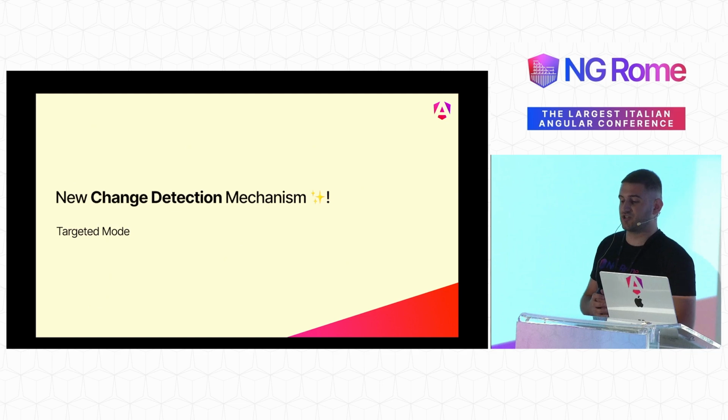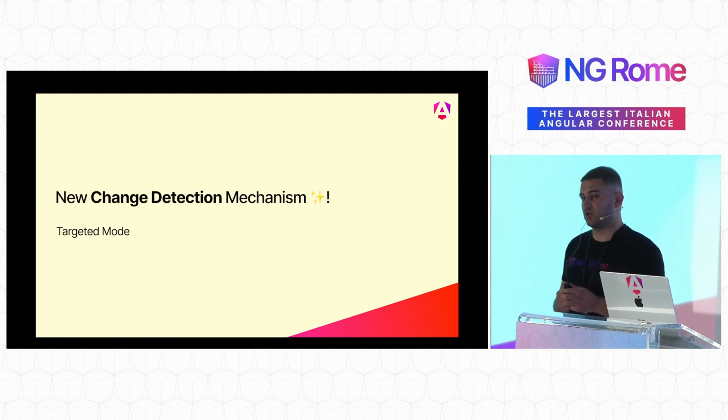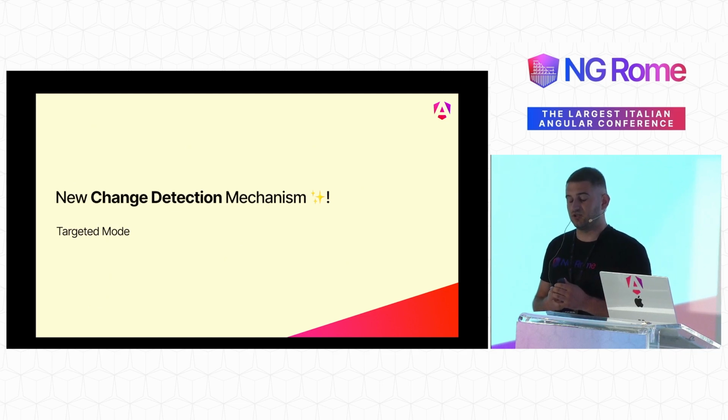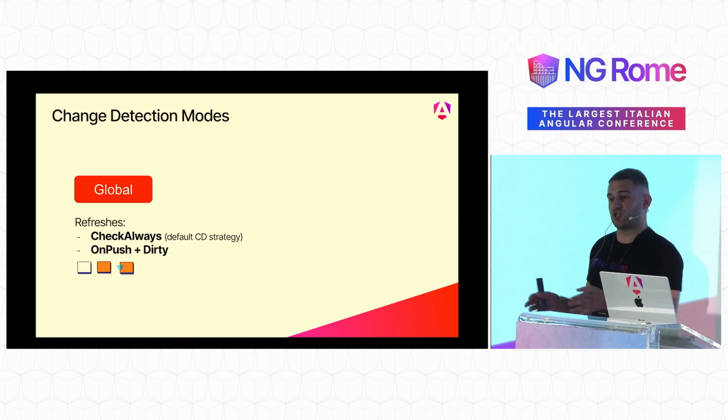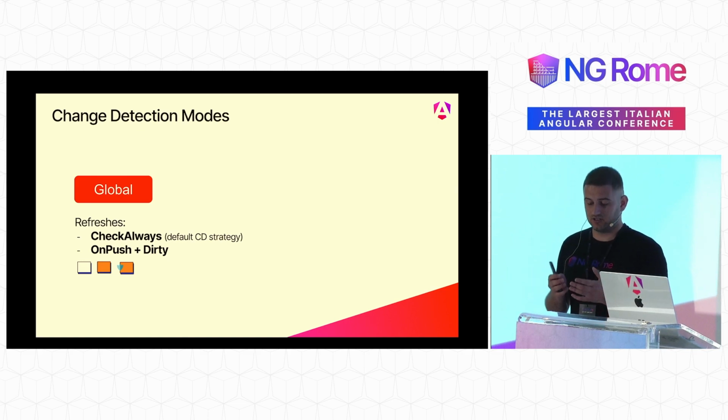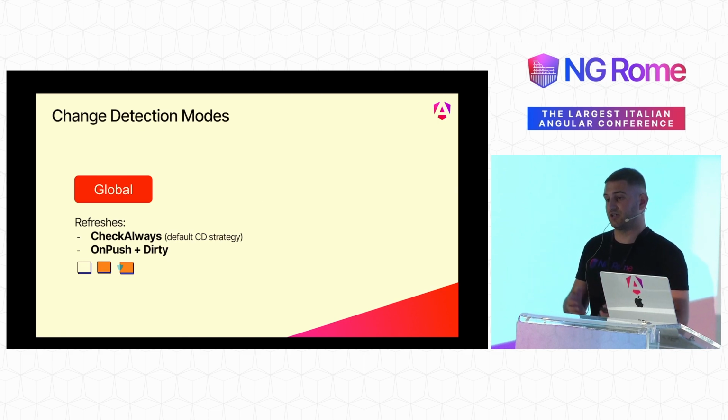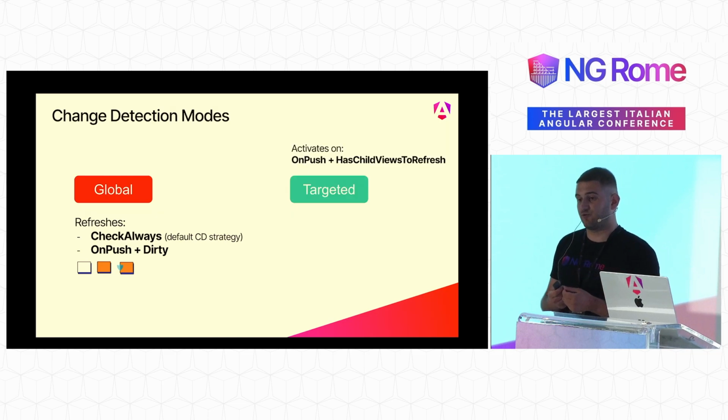And that's where the new change detection mechanism comes in. And it's called targeted mode. But did we have any kind of mode before? Well, yes, it was global, like check everything that is CheckAlways, or what we call default change detection, and if a component has OnPush and is dirty. And the new targeted mode will be activated if we have an OnPush component and the has child view to refresh flag, like both flags at the same time.